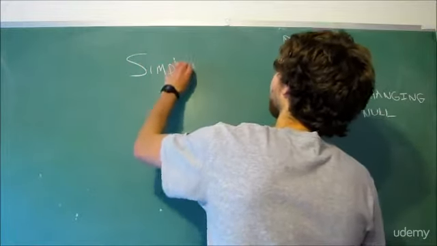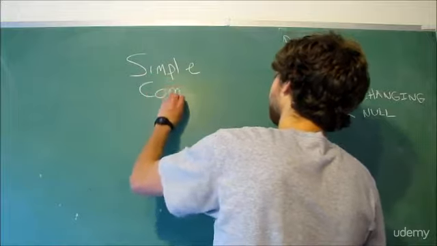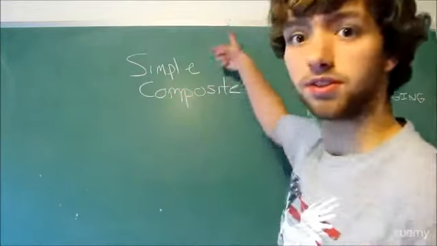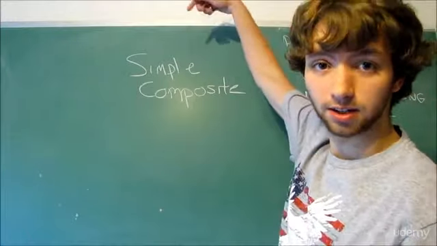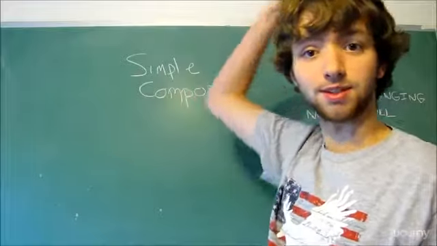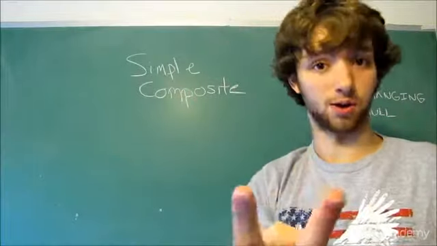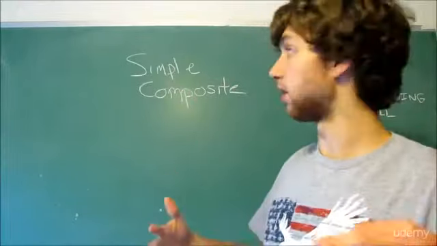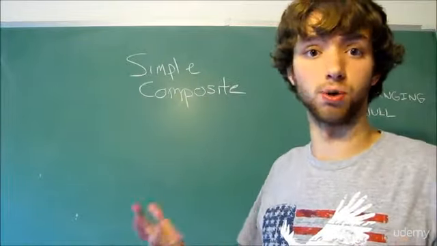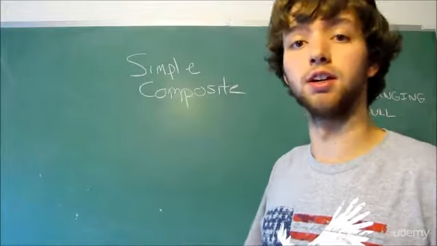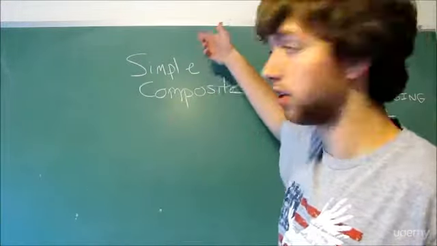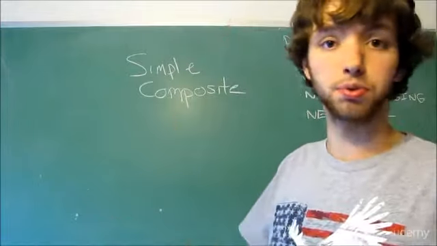Simple and composite. Okay, so simple means that the key consists of one column. Composite means it consists of two or more columns. This is most common with natural keys because natural keys can be a combination of multiple columns, whereas a surrogate key is just a random number, one column. So surrogate keys are simple. Composite keys are multiple columns.